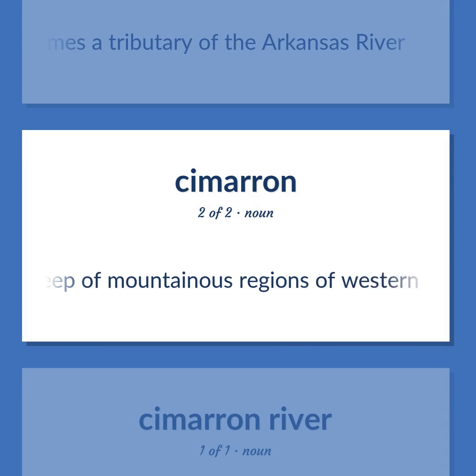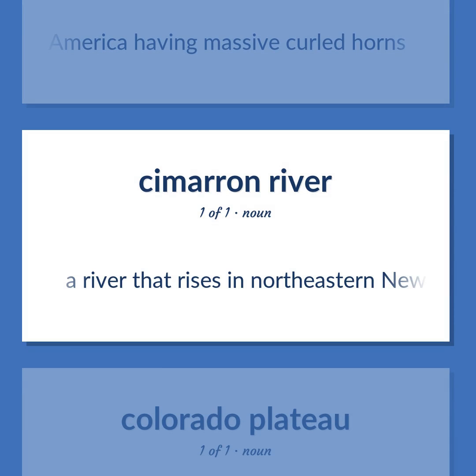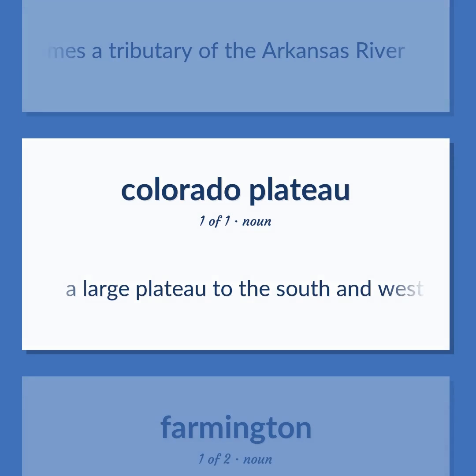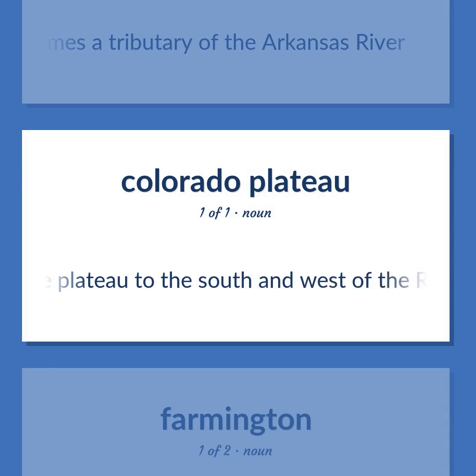Wild sheep of mountainous regions of western North America having massive curled horns. A river that rises in northeastern New Mexico and flows eastward into Oklahoma, where it becomes a tributary of the Arkansas River. A large plateau to the south and west of the Rocky Mountains. Abuts mountains on the north and east and ends in an escarpment overlooking lowlands to the south and west. The Grand Canyon is carved out of the southwestern corner.